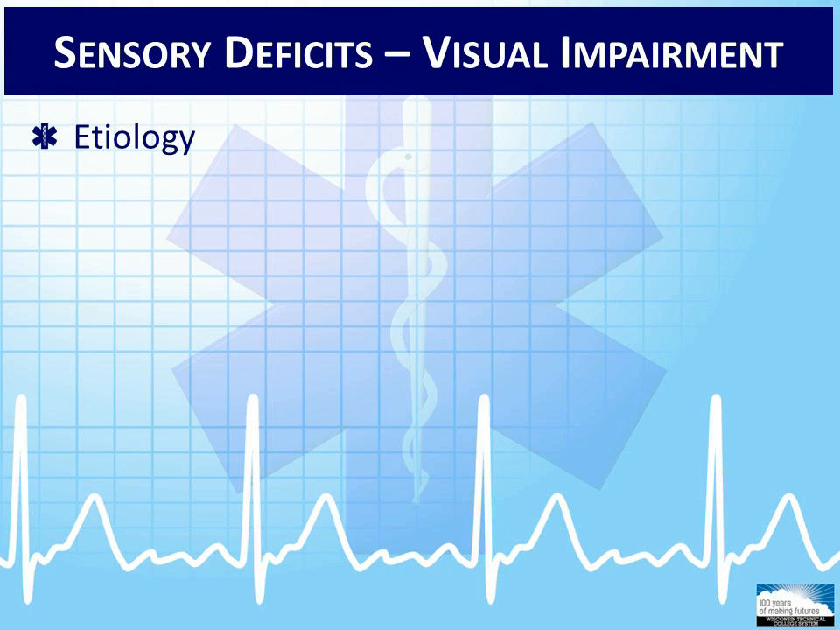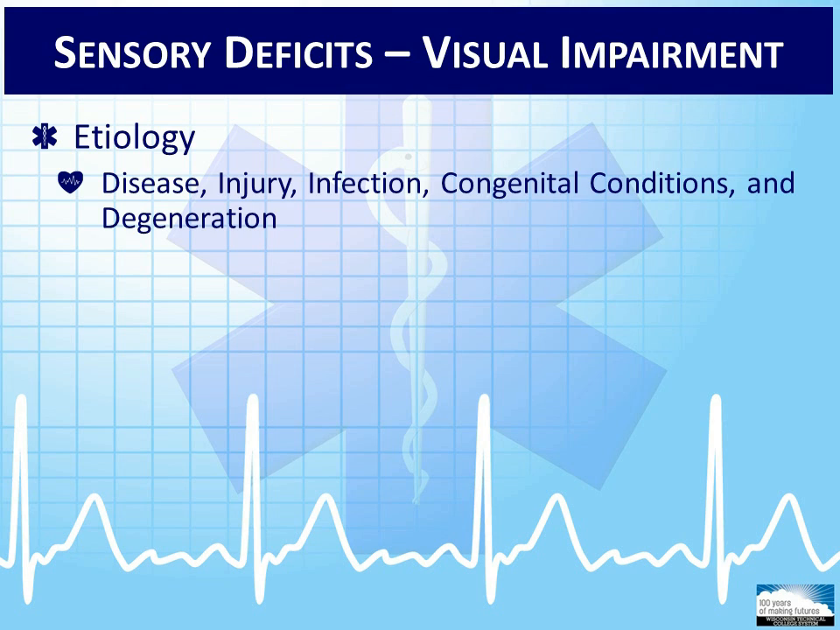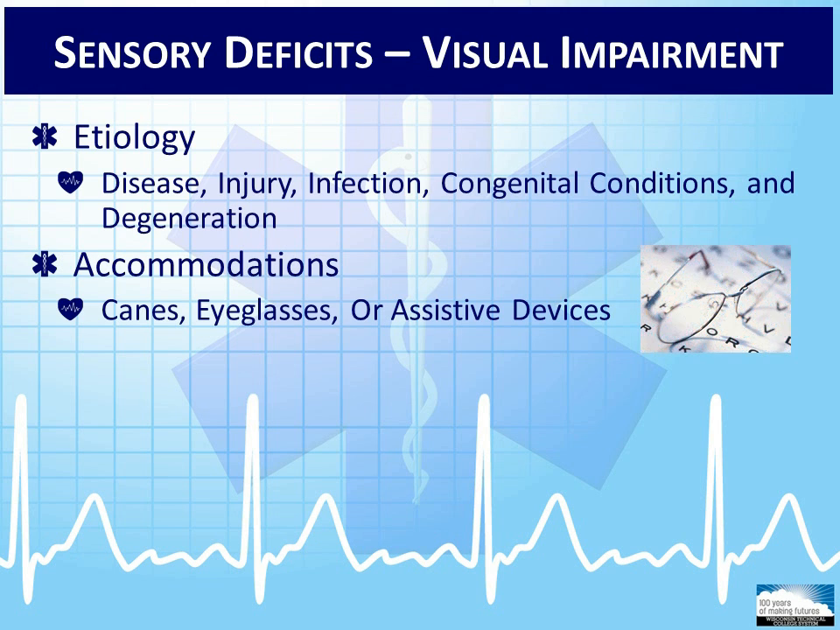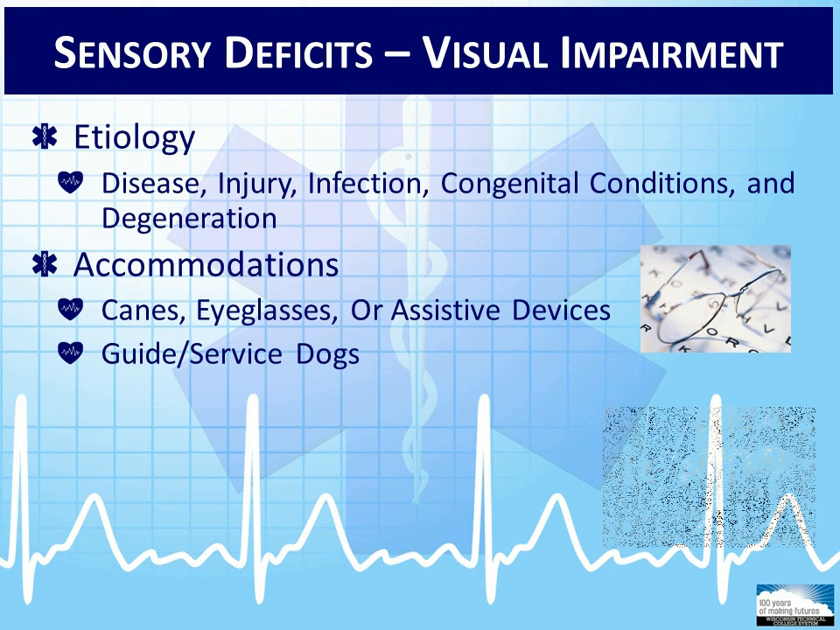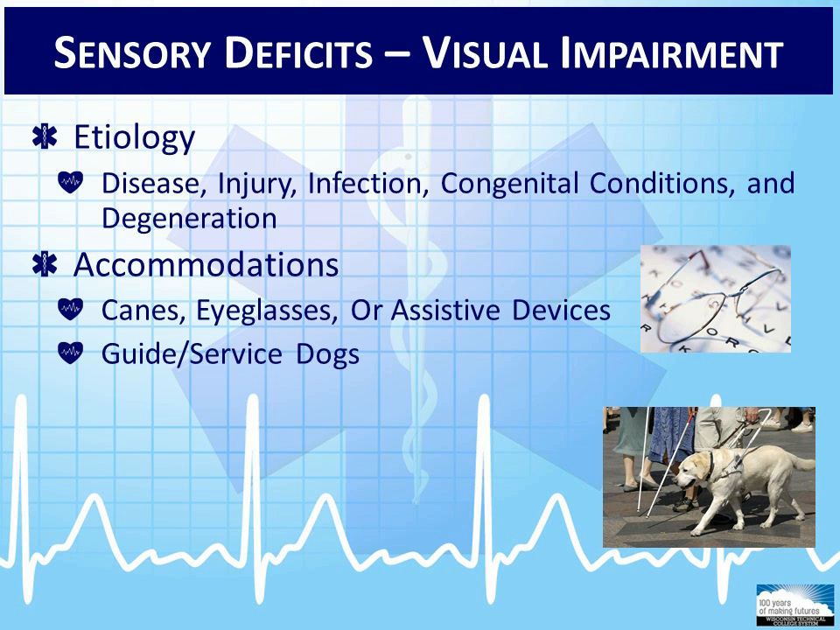Possible causes of visual impairment include diseases such as glaucoma or diabetic retinopathy, injury caused by trauma or burns, infection, congenital conditions such as prematurity or cerebral palsy, or degeneration of the eyeball, optic nerve, or nerve pathways. Accommodations for the visually impaired patient may include canes, eyeglasses, other assistive devices, guide or service dogs, or the patient may simply prefer to hold on to the provider's arm.